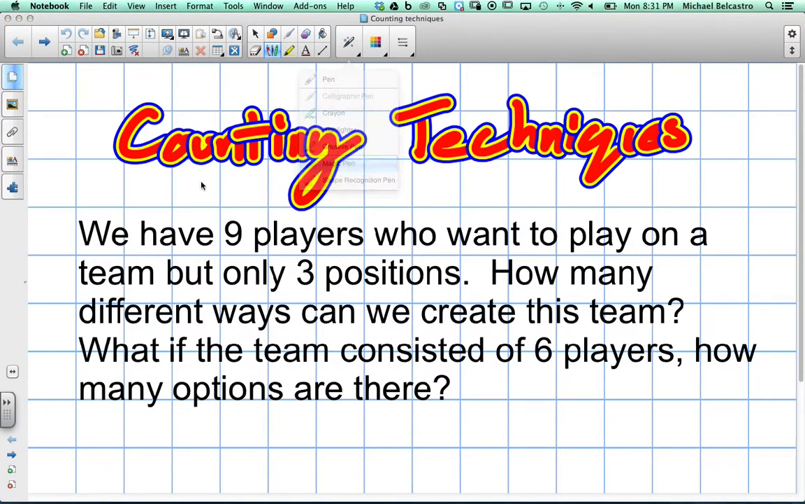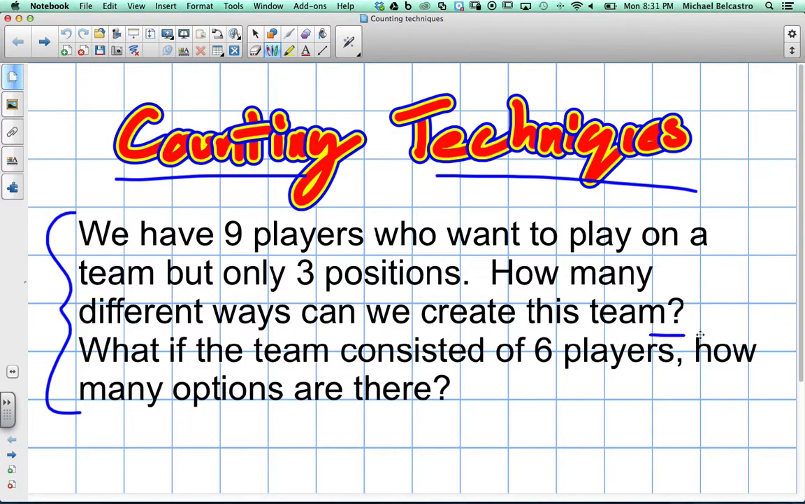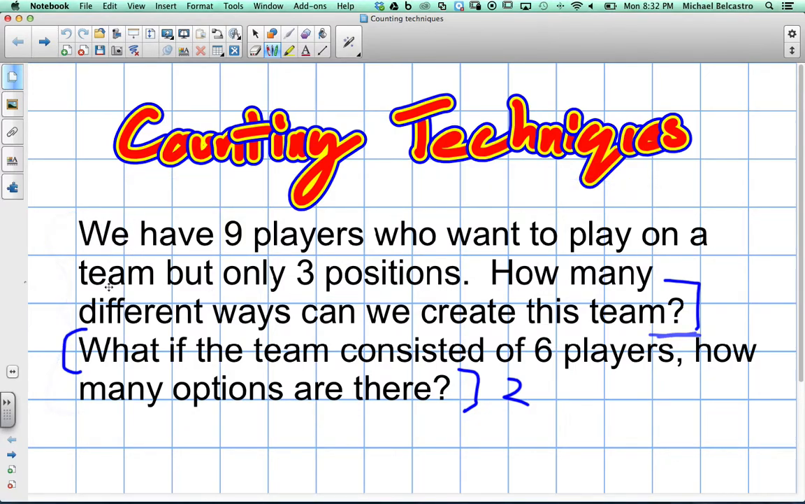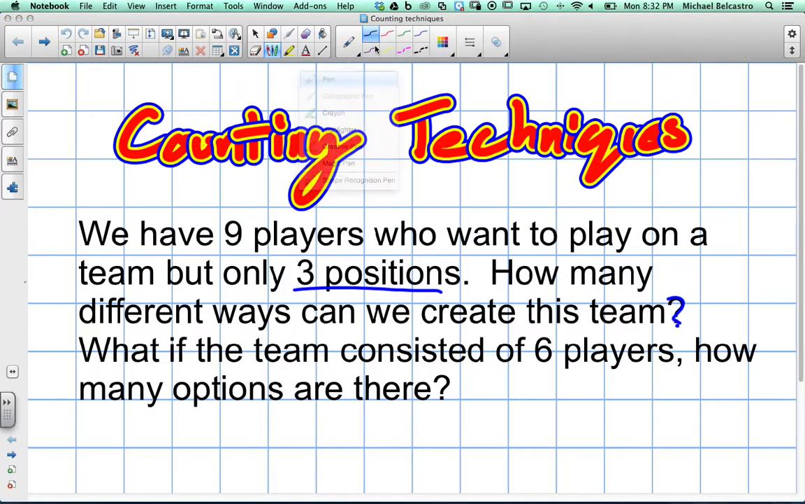Okay, so let's look at counting techniques. We'll read this question, and there's technically two parts. This is the end of part one, and then the last sentence is our second question they'll ask us. We have 9 players who want to play on a team, but only 3 positions. All right? So how many different ways can we create this team? So there's our question number 1, and we'll start with that, and then we'll come back to read part 2.